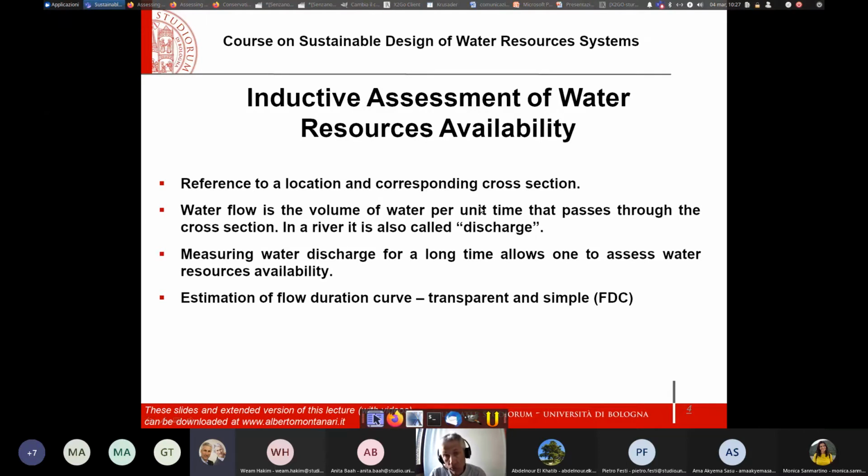Now, as I said, you have to look for observations. Let's assume for now that you have them. So we will deal later on with the problem of lack of data. Now, let's suppose that you have this historical time series of observation of river flows listed in chronological order. Now, the way we resolve the problem then is through the estimation of the flow duration curve, also called with the acronym FDC. I think some of you already know what the flow duration curve is.